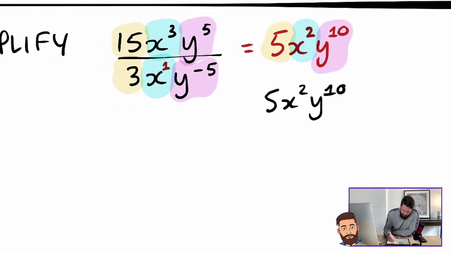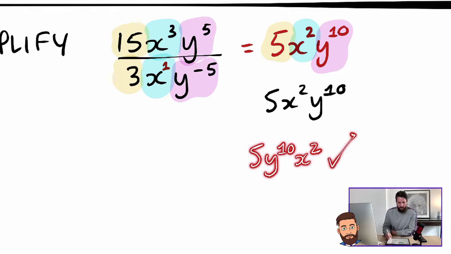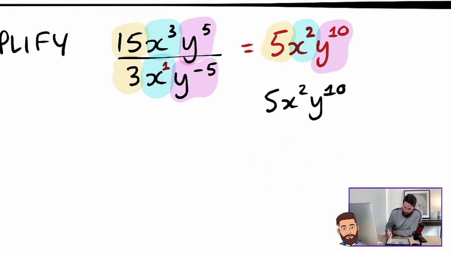Often I get asked, could I write 5y^10 x squared? Yes, that is the same answer. We've discussed previously that multiplication is commutative, which means it can be written in any order. Okay, so that would also be correct, but that would be your final answer.